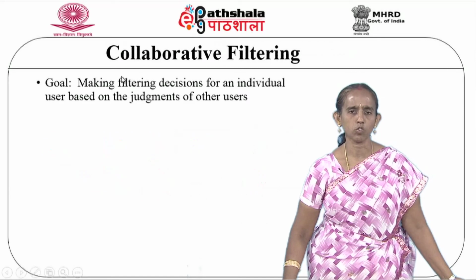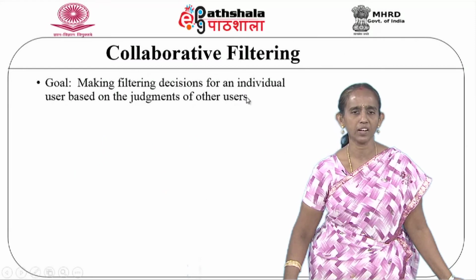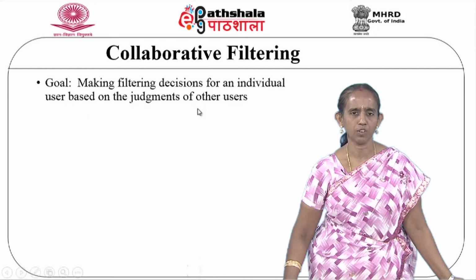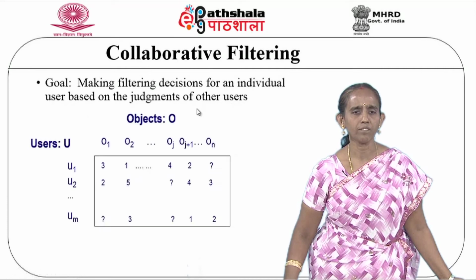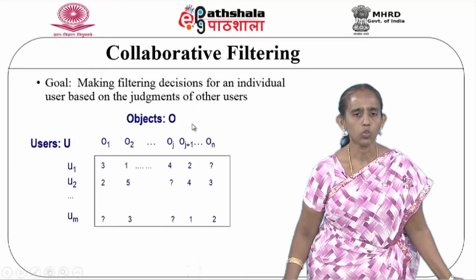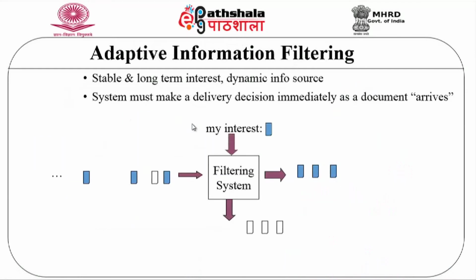The next one is collaborative filtering. The goal of collaborative filtering is to make filtering decisions for an individual based on the judgments of other users. So you have various users U and you have various objects O. So we need to find out the user's interest. In an adaptive information filtering system, it is a stable and long-term interest versus a dynamic information source.